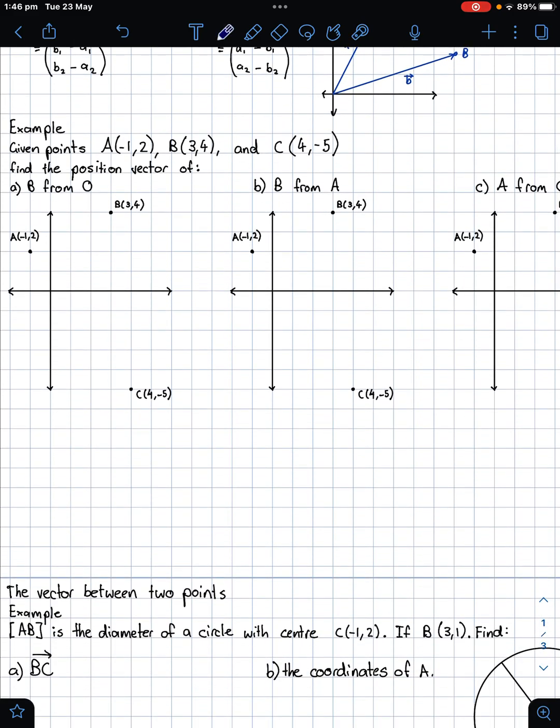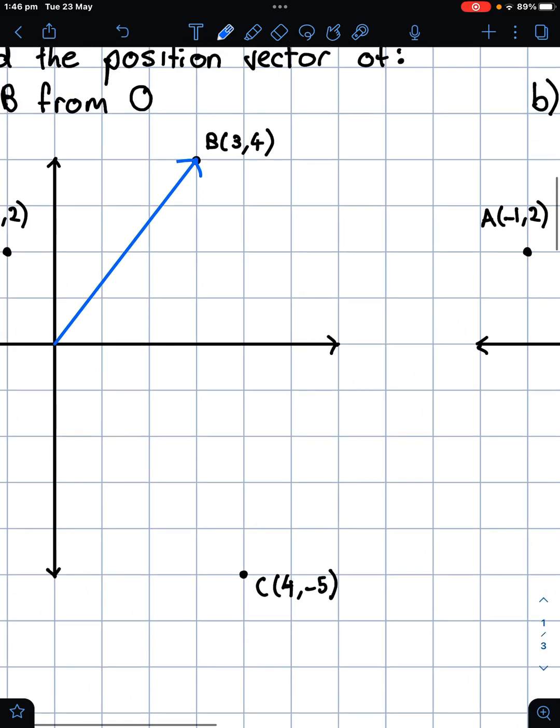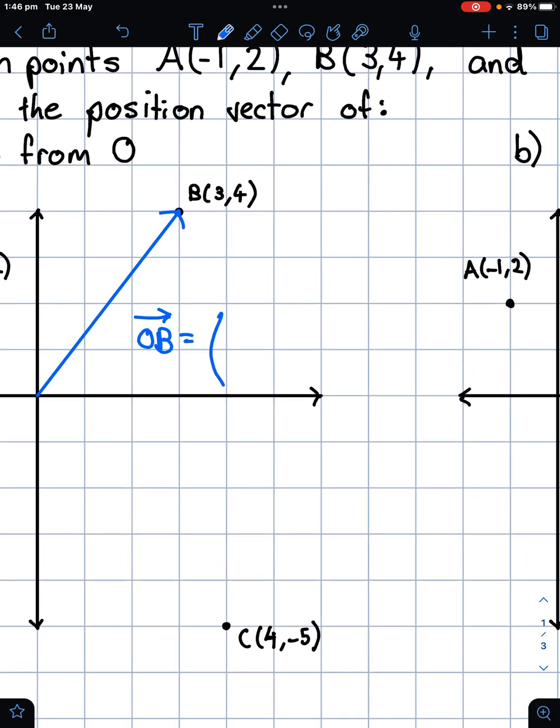So we've got, let's change to light blue. So given our points here of negative 1 and 2, 3 and 4, and 4 and negative 5, find the position vector of B from the origin. So this is saying if we're at the origin, what's the position vector of B here? And this vector here, which we would denote with O to B, is going to equal 3 in the x direction and 4. Now this one here doesn't use our formula. We just go 3 across and 4 up. So we've got that there.